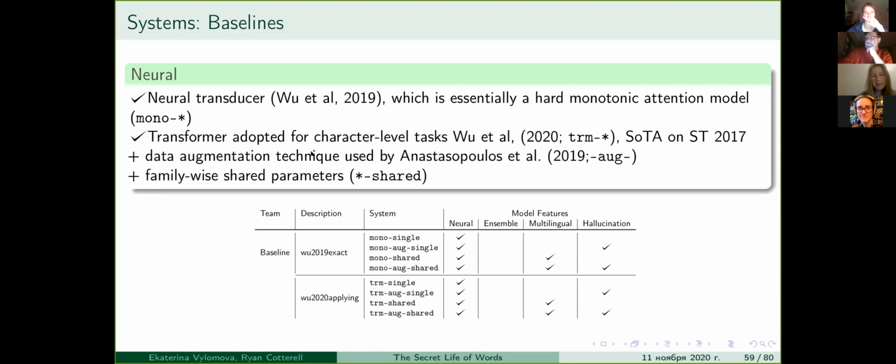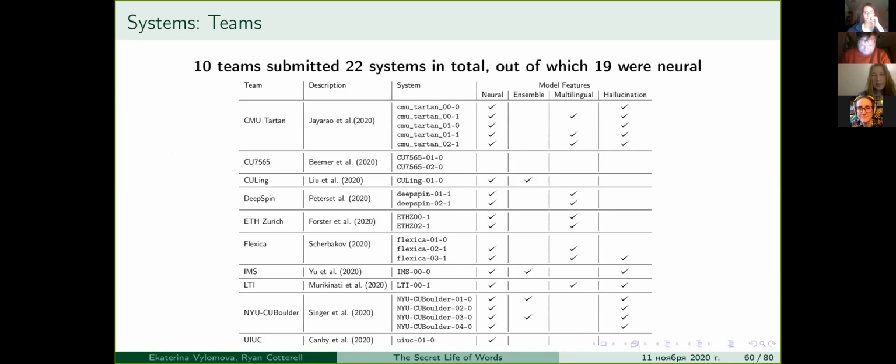There were some variations, when we augmented the data with hallucinated data from the approach that I described earlier, and also models that were trained with family-wise shared parameters. It means the model was trained on several languages at once. We received 22 systems from 10 teams. Most of them were now neural, unlike in 2016. And most of them use some form of data hallucination, especially for low-resource languages, and multilinguality in terms of the training of the systems.